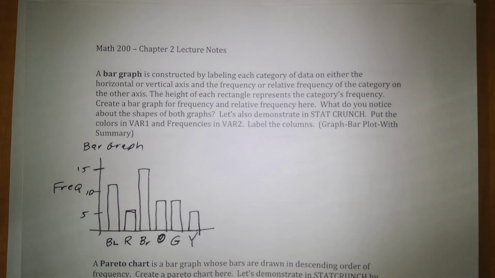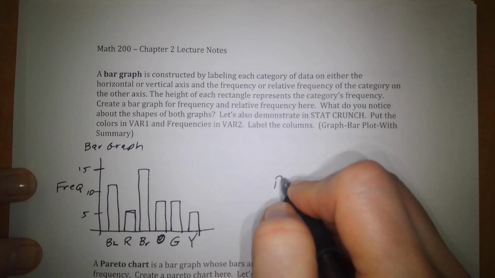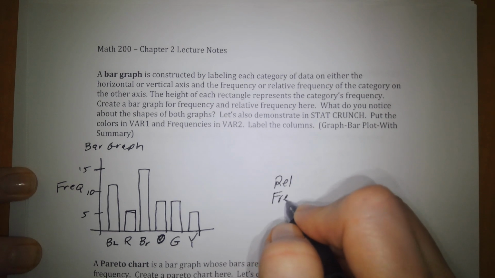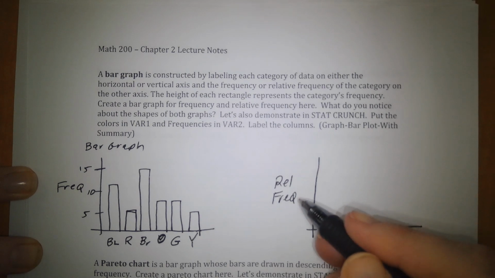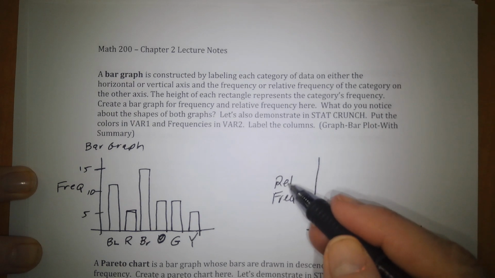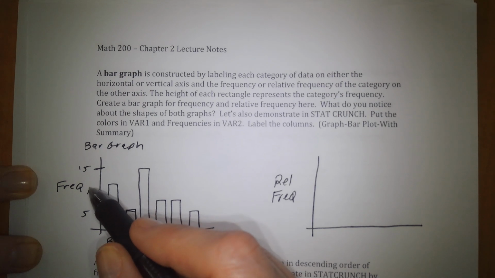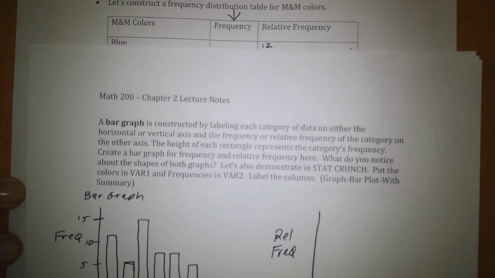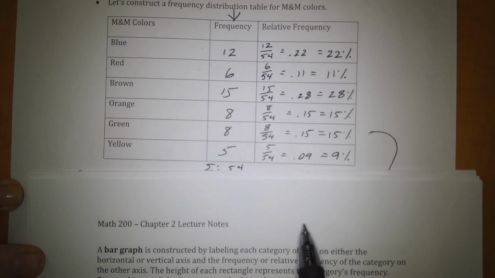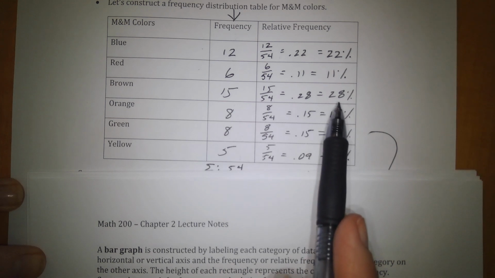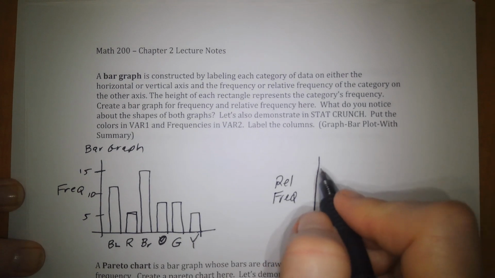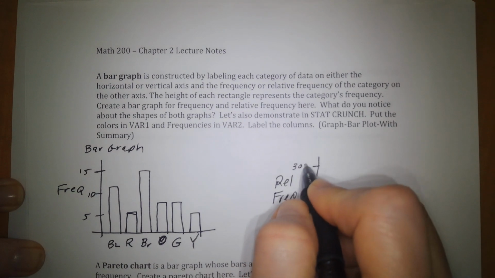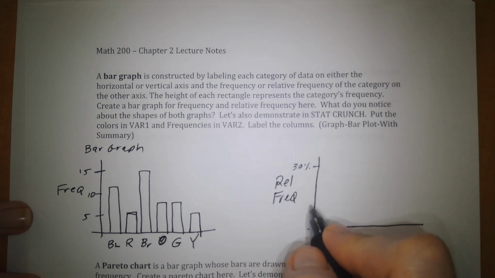We can also do this using relative frequency. If I made the exact same graph, but this time I'm going to put relative frequency on this vertical axis instead of regular frequency, my relative frequencies, if you recall, range from as low as 9% all the way up to 28%. So I have to make sure that my axis can handle all the way up to 28%. So I'm just going to show a maximum of 30 and divide it from there. So maybe I'll do 10 and 20.